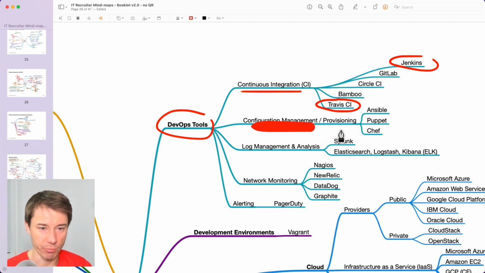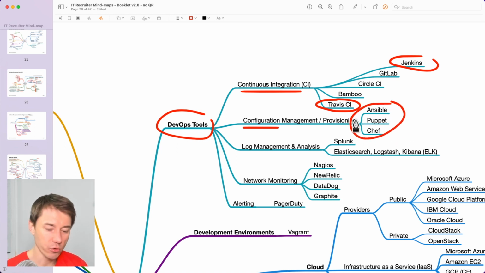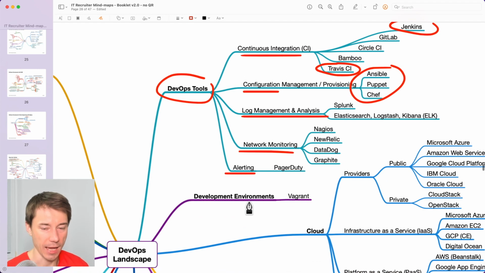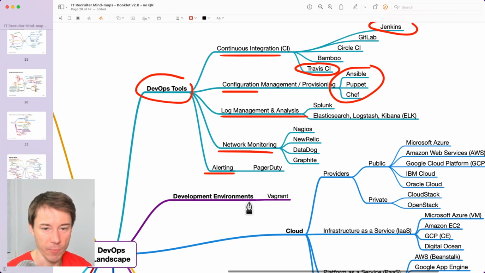There are some configuration management tools, such as Ansible, Puppet, or Chef. So you can start asking about these tools during your screening calls. You can ask a DevOps engineer what configuration management tool they have used, what log management and analysis tool they have used, what network monitoring tool they have used, what alerting tool they have used. You can just ask these questions during an interview, and you will see if the candidate has been there and done that.